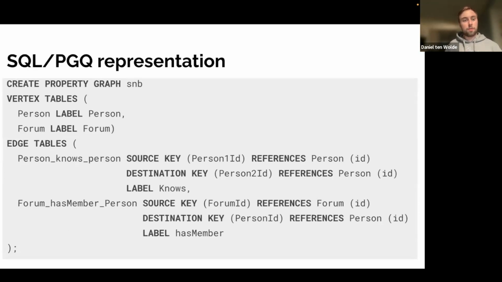An example of creating a property graph called SNB in this case, where we define the vertex tables, person and forum. And this is a subset of the property graph I showed earlier. And then the edge table, person knows person, where the person ID references the person table, and the destination key also references the person. And then there's forum, which can have members. Self-explanatory. We start from a forum ID, and the destination is a person ID in the person table.